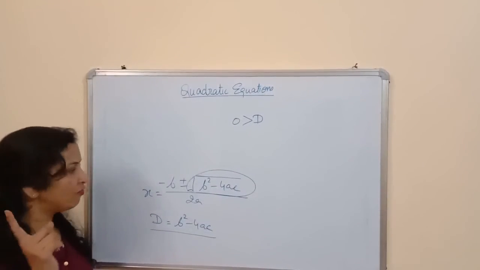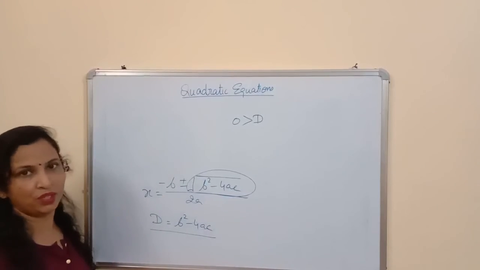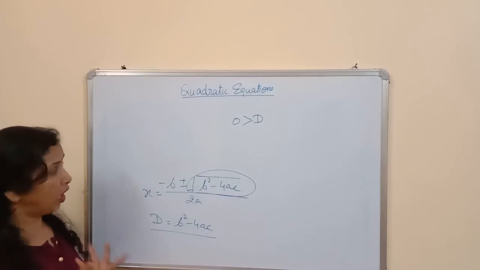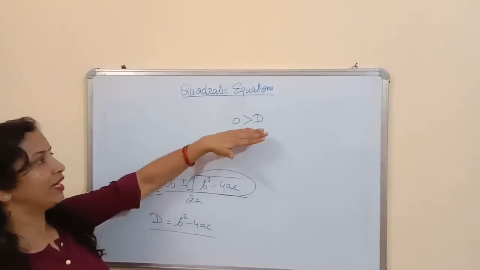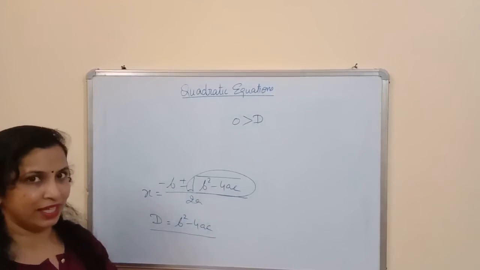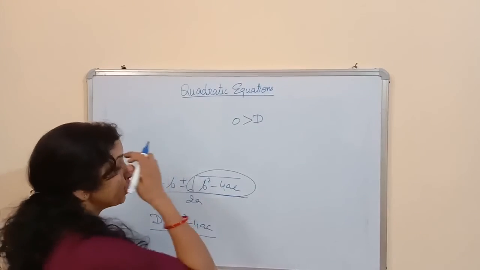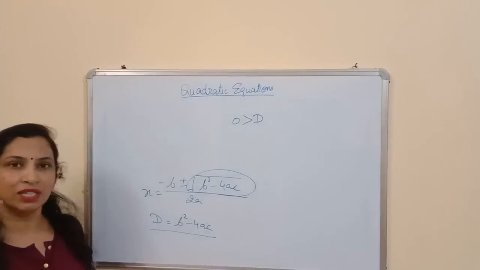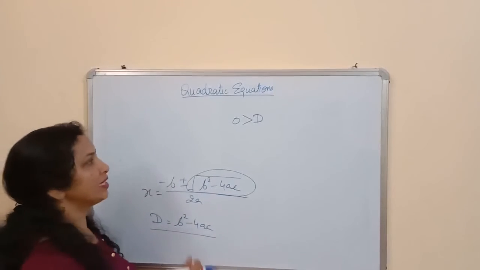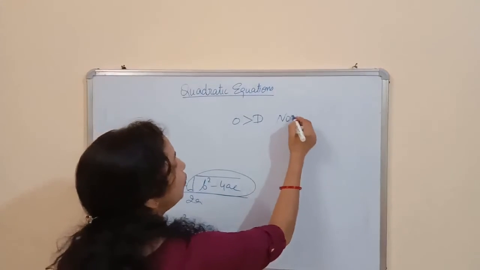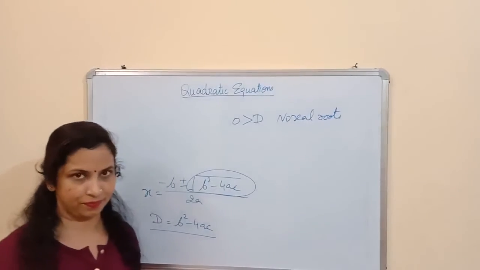If D is less than 0, can you solve this equation? Can you solve the under root of a negative value? No, we don't know the method. How can we solve the under root of a negative value? So in this case, if you get D less than 0, you will say it will have no real roots. So if a quadratic equation has a discriminant D less than 0, we will say the equation will have no real roots, no real values of x.